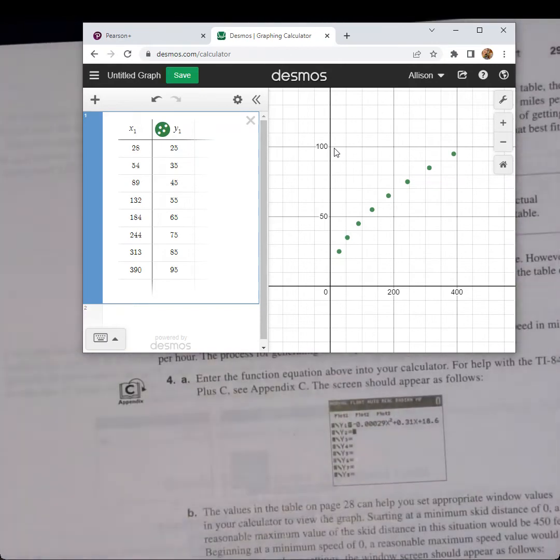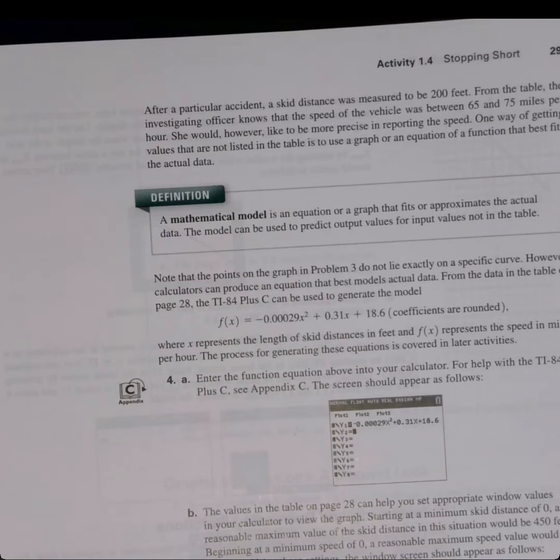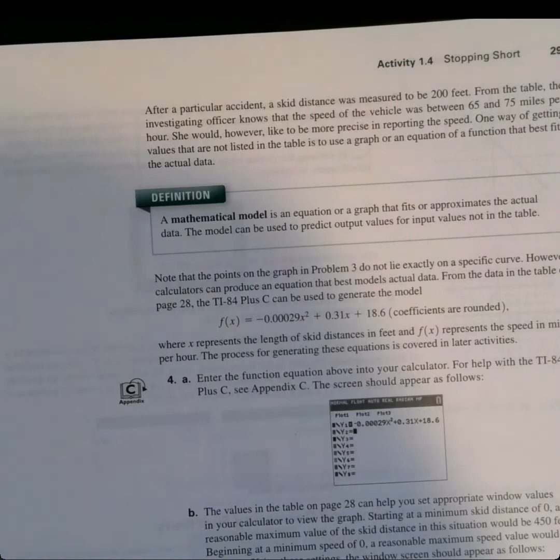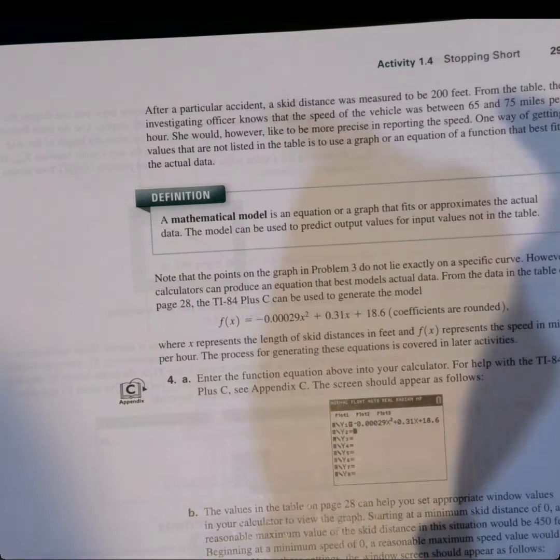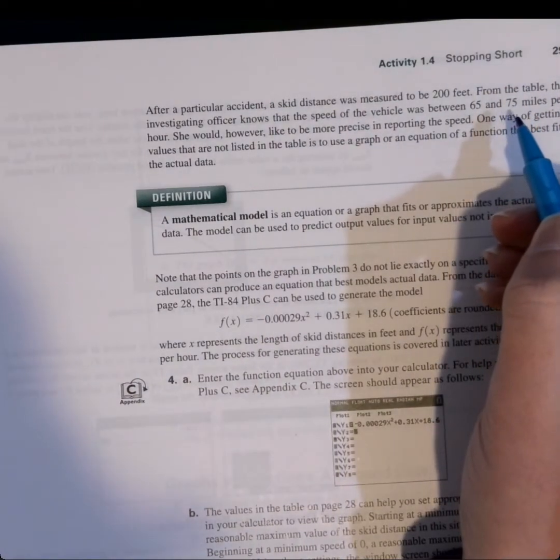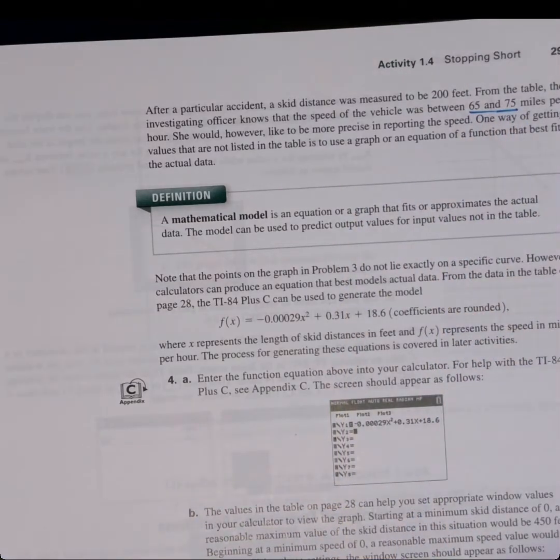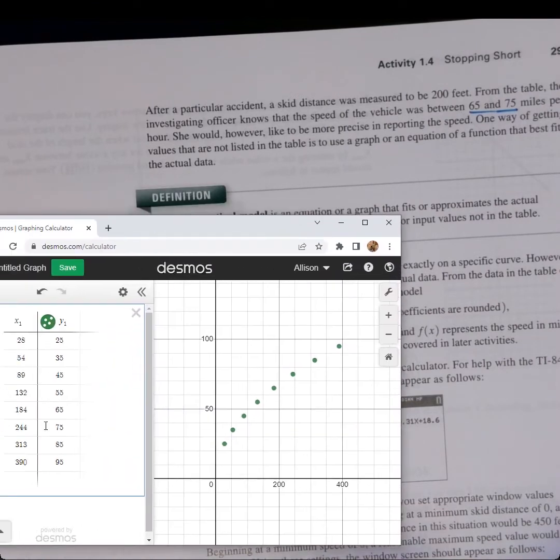Okay, move Desmos out of the way. After an accident, the skid distance was measured to be 200 feet. From the table, the investigating officer knows that the speed of the vehicle was between 65 and 70. That's because, let me pull the table back over here for a second. Oops, I grabbed the wrong window. There we go. That's because the input 200 is in between these two inputs. So the output must be between 65 and 70. That's what the officer is concluding.